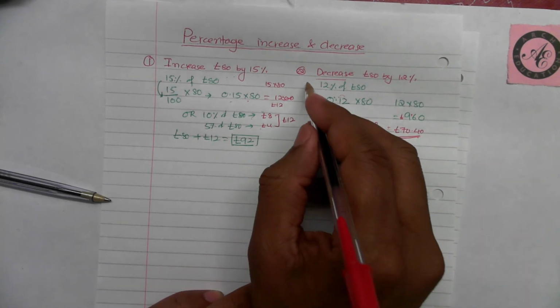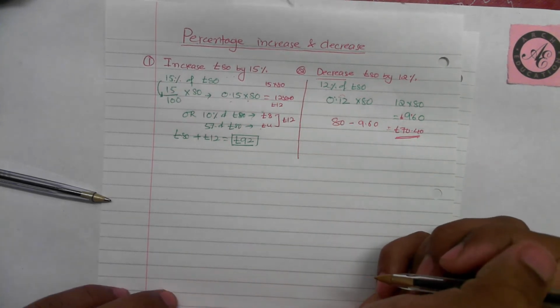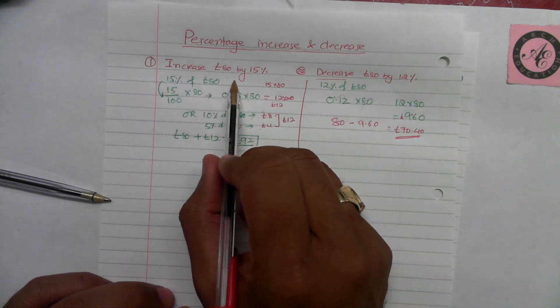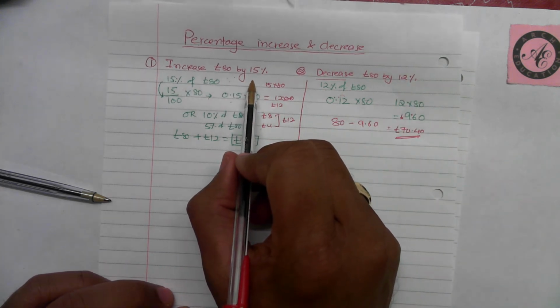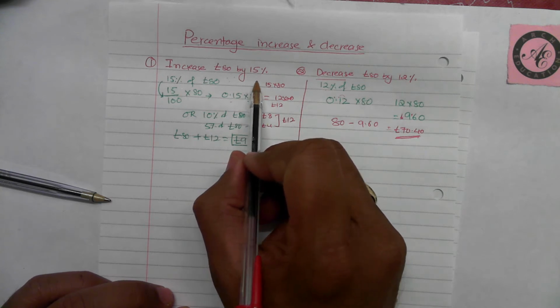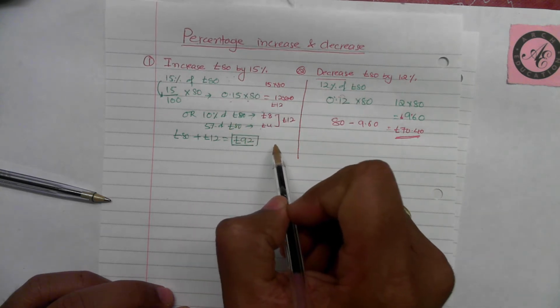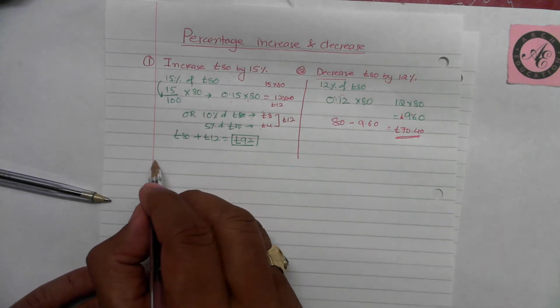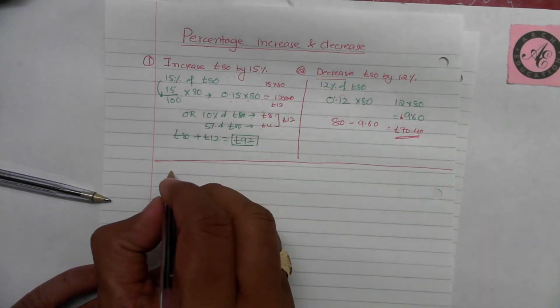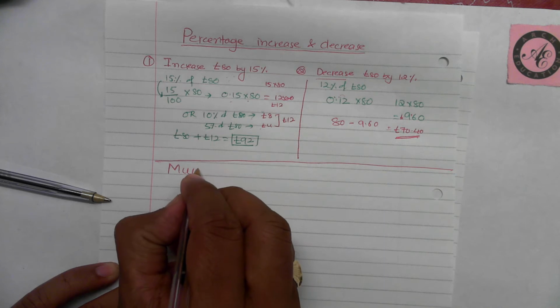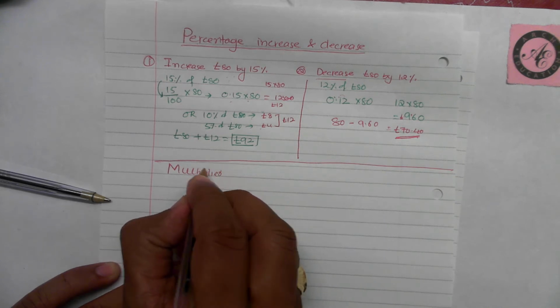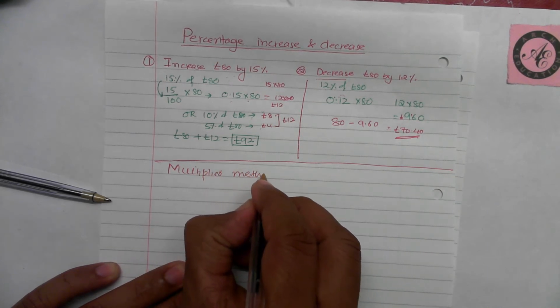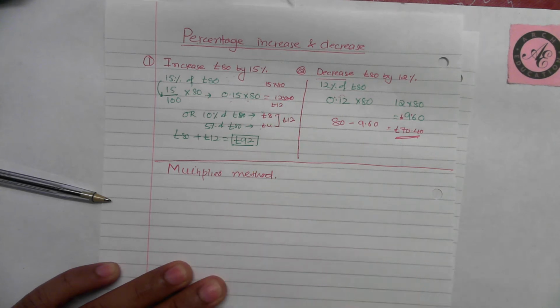Okay, now what happens if I say increase £80 by 15% 3 times, 3 years in a row? Then the calculations get harder and harder, guys. So we learn a method called multiplier method. I would like you to take a note of this, then we work on multiplier method together.